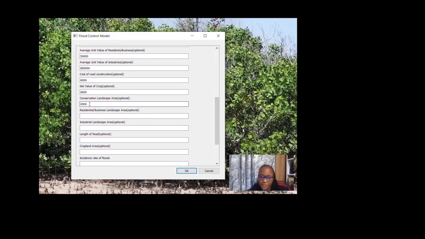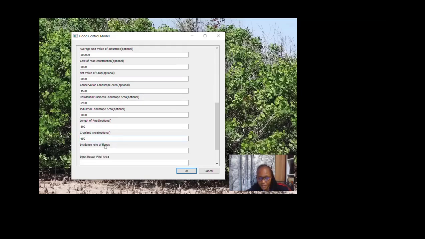Then we go further and input the areas. Supposedly the area was 4,500. This is information that should be obtained through the ground survey so that you are able to know the exact conservation landscape area. The residential landscape area could be 69. I'm just using arbitrary figures. 1,000 for the landscape area for industries. The length of the road could be 800 kilometers. Cropland area could be 450 hectares. And then the incident of flood, I put it at 0.01.